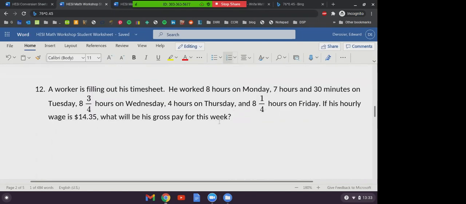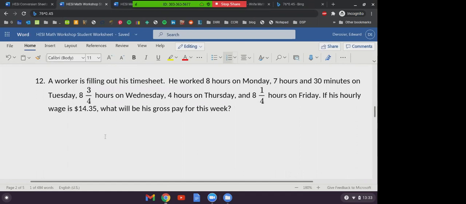All right, so let's look at this one. Number 12. It says a worker is filling out his timesheet. He worked for 8 hours on Monday, 7 hours and 30 minutes on Tuesday, 8 3/4 hours on Wednesday, 4 hours on Thursday, 8 1/4 hours on Friday. His hourly wage is $14.35. What would be the gross pay for the week?